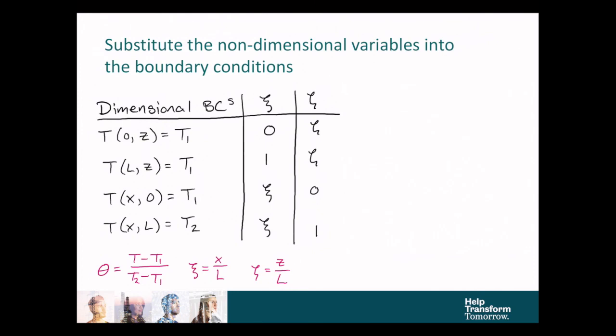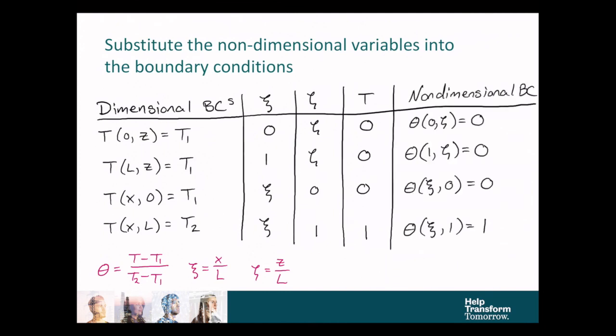All right, so then we do the same thing for temperature. When temperature equals T1, theta equals 0. When temperature equals T2, theta equals 1. So now that we've written out what each variable is for these boundary conditions, we can rewrite them as something that looks more like a boundary condition in the non-dimensional form. So theta of 0, zeta equals 0, and so on and so forth.